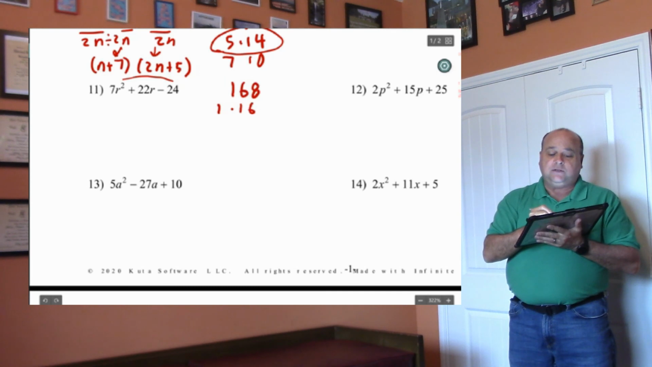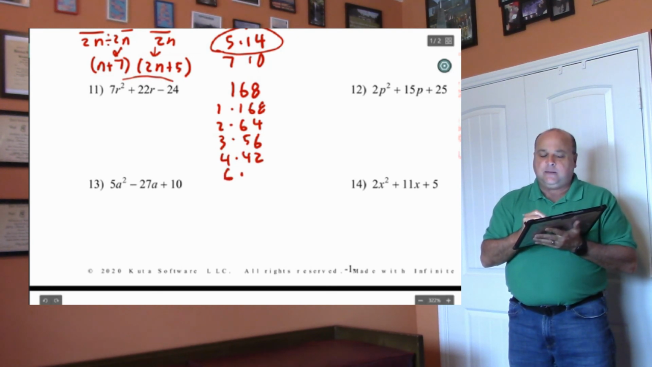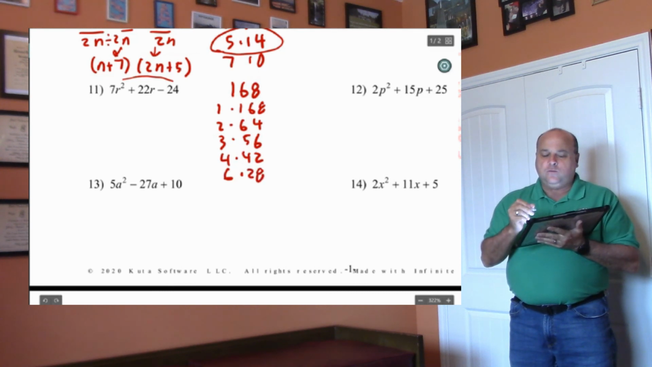So 1 times 168, 2 times 84. 3 works. 3 goes into it 56 times. Don't you wish you could do this? 4 times 42. 5 doesn't work. 6 will not work. Or yeah, it will. 6 times 28. And then 7. Yes, 7 times, let's see, 24.